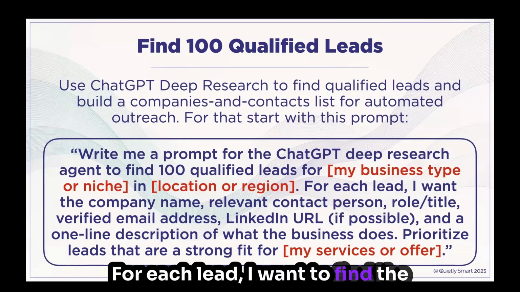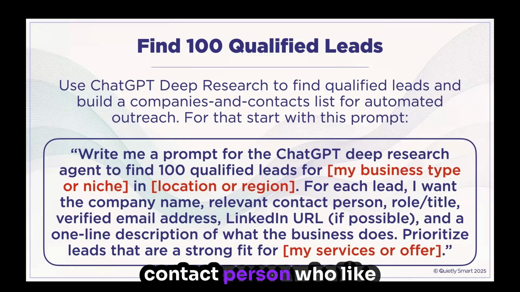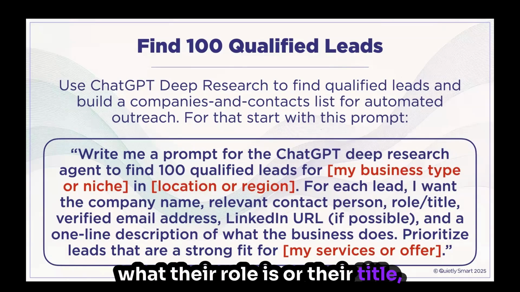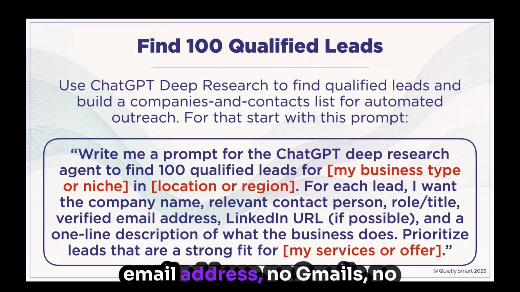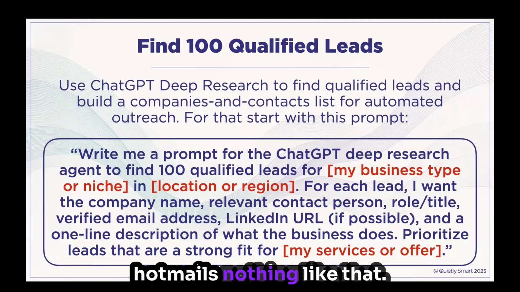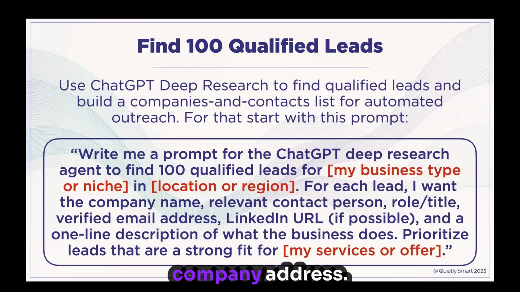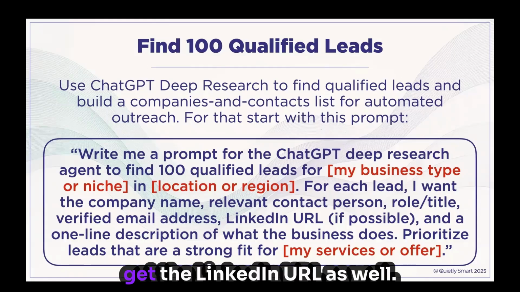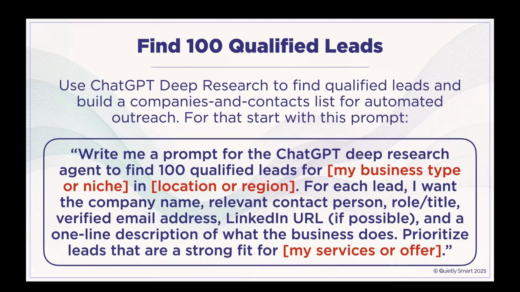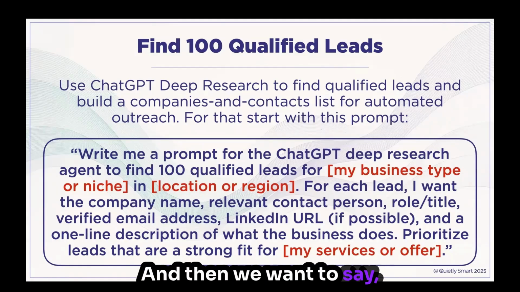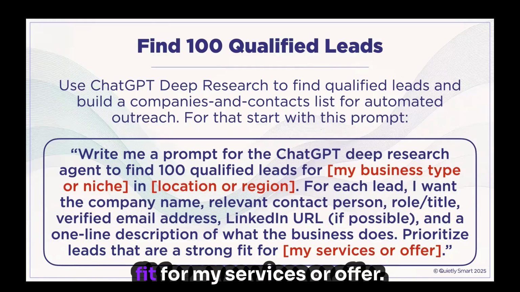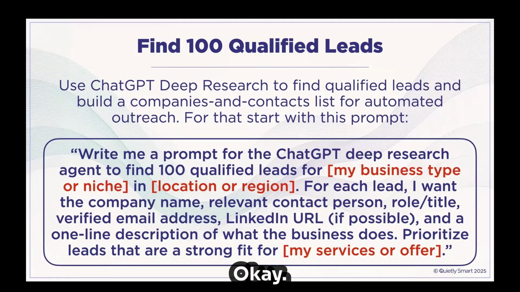For each lead, I want to find the company name, the relevant contact person, what their role or title is, their verified email address. So when we say verified email address, no Gmails, no Hotmails, nothing like that. We want an official company address. It will be helpful if we can get the LinkedIn URL as well. And then just a one-line description of what the business does. And then we want to say prioritize leads that are a strong fit for my services or offer. So just describe basically what you do and the thing that you want to offer people, okay?